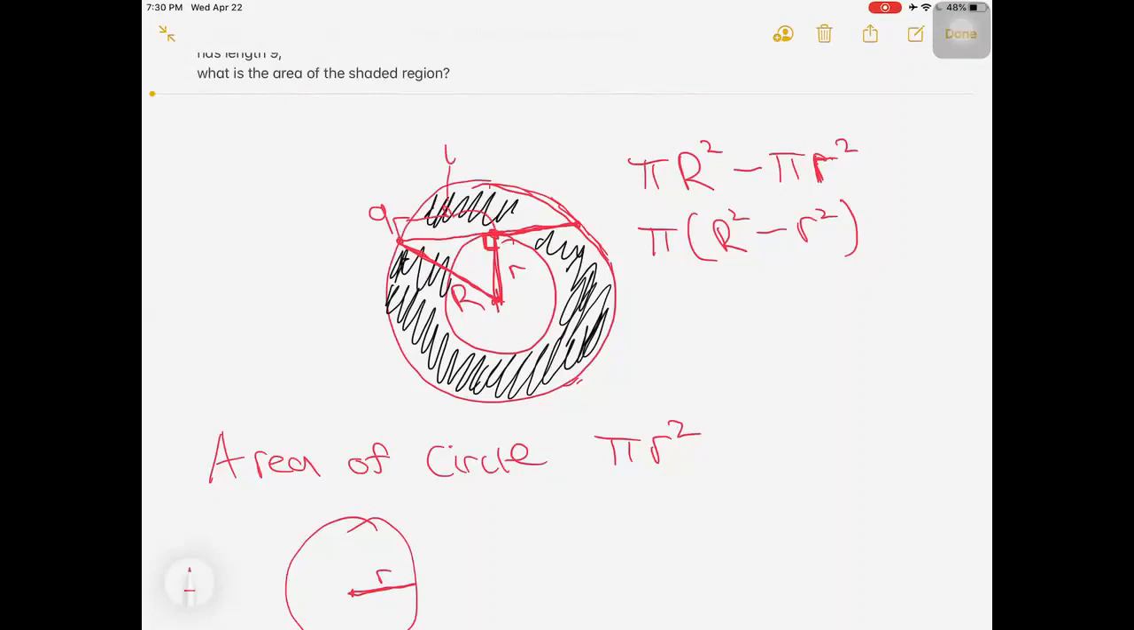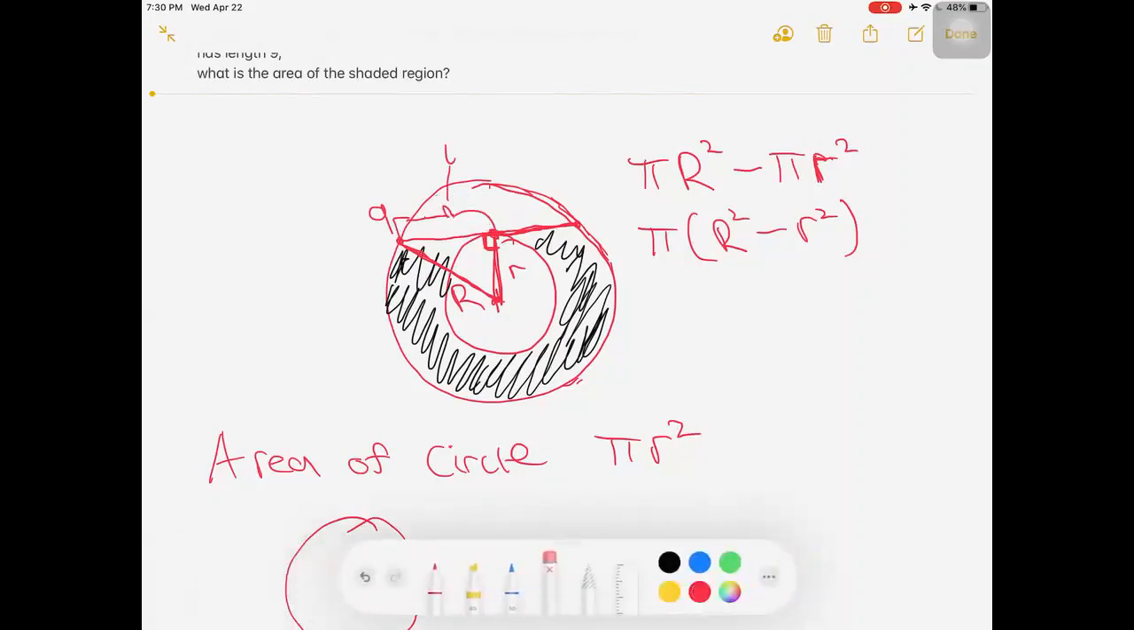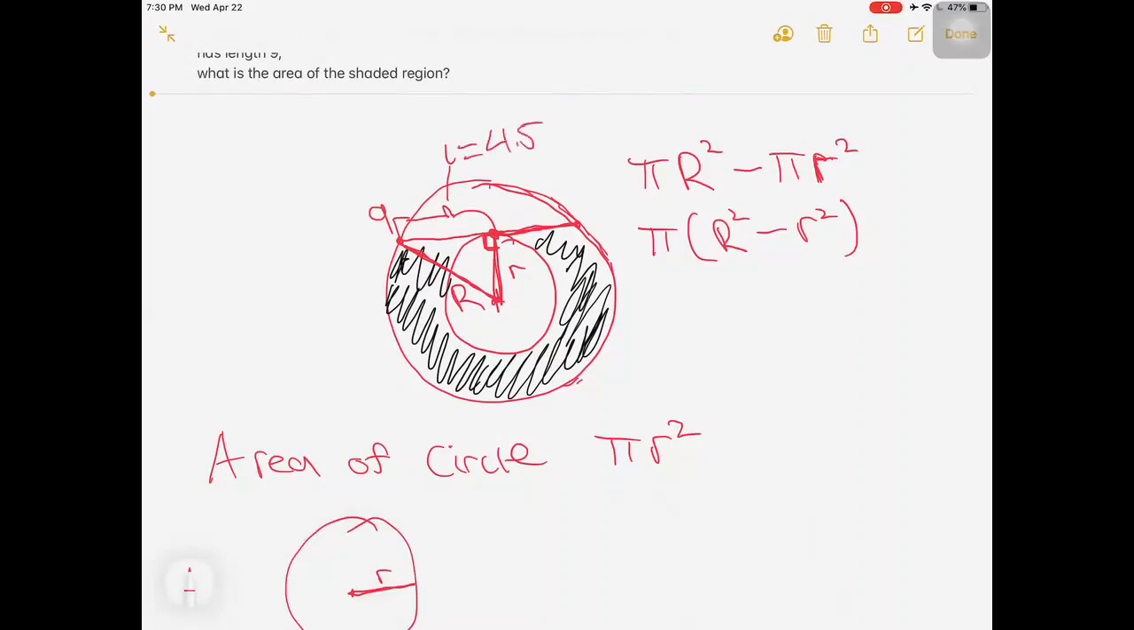Sorry, the shaded region kind of ruins it. Let me just, there you go. And then this length is just equal to 4.5, since it's exactly half of the length of the line.